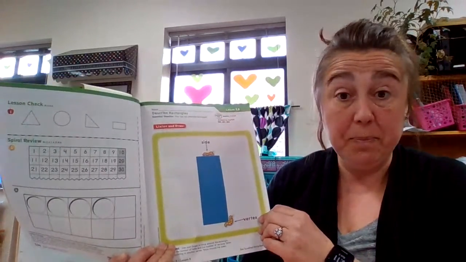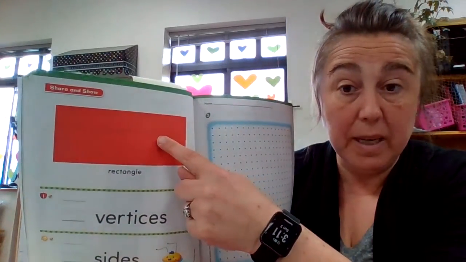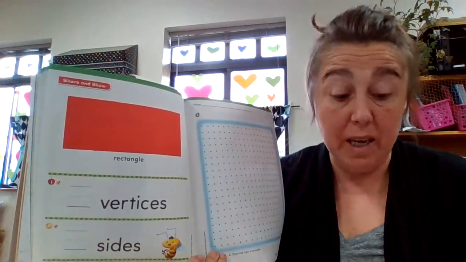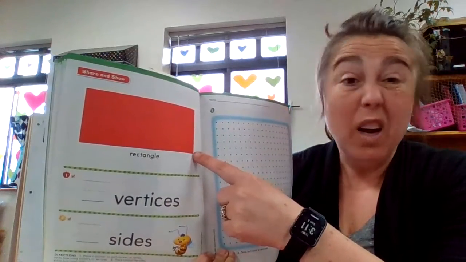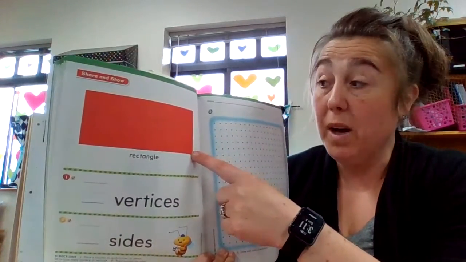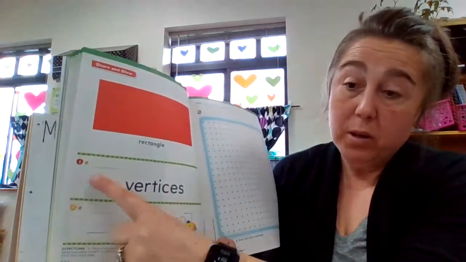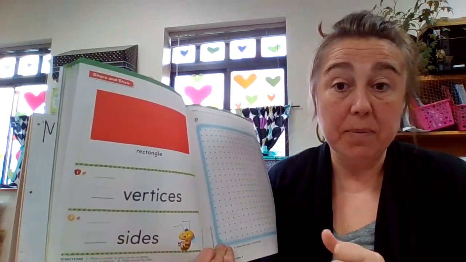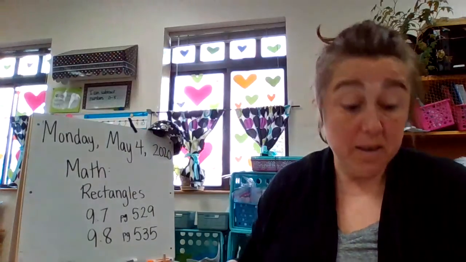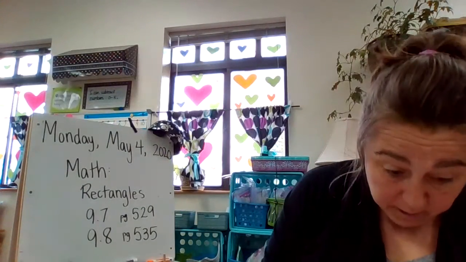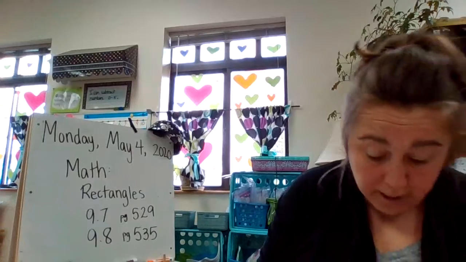All right, you ready? Let's check it out. Rectangle. There's a rectangle. How many vertices does it have? Well, count with me, you guys. Ready? A vertice is like a corner. 1, 2, 3, 4. So what number are we going to write right here? Are you saying 4? I agree. 4 is correct. Way to go, Wyatt, Faye, and Jack.